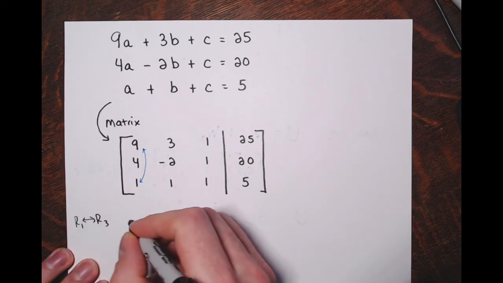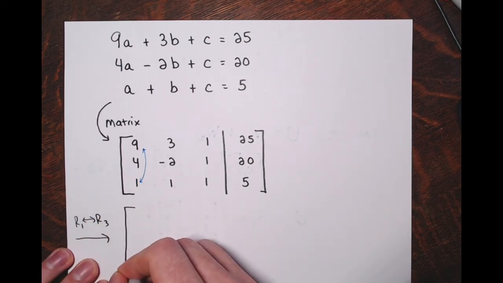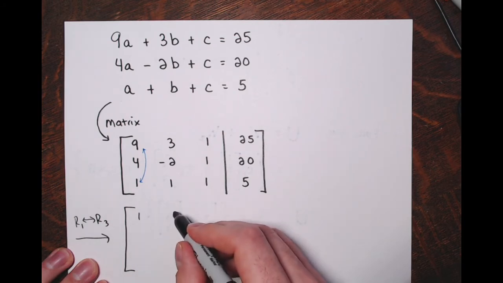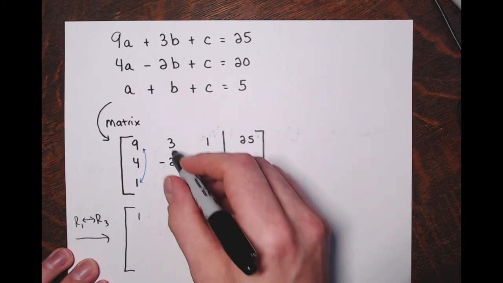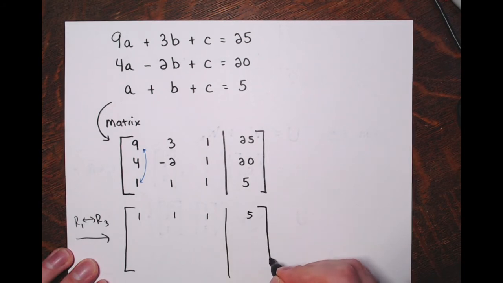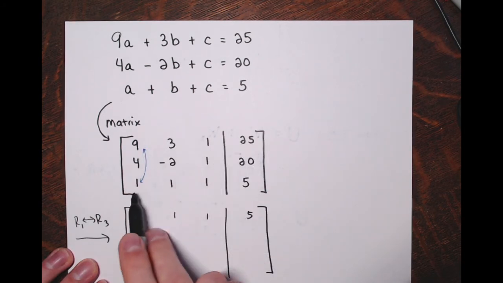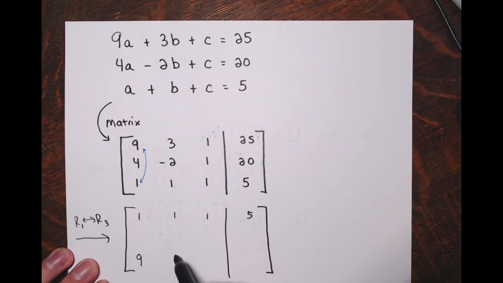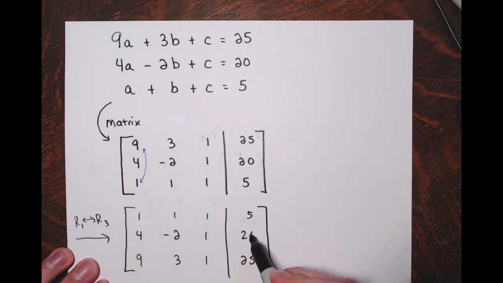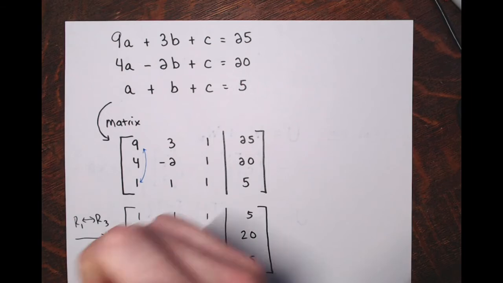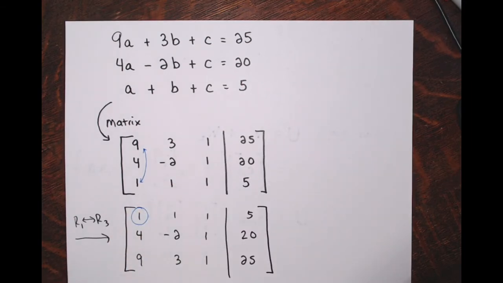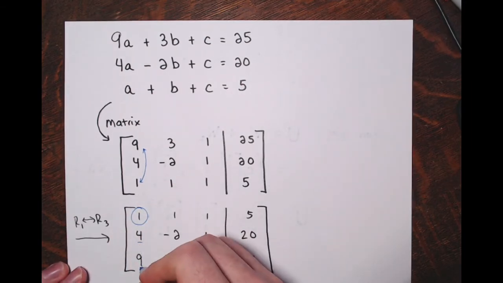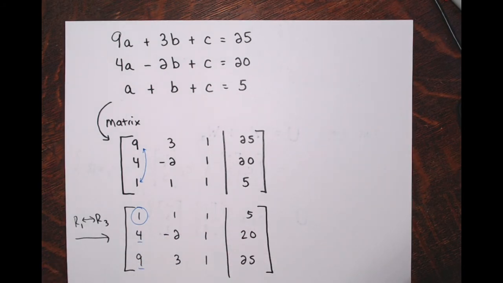Here's the notation for that. So row 3 is now row 1, and the row 1 that was on top is now on the bottom. Row 2 didn't move. Okay, so now I'm working with a pivot of 1, and I would like to zero out the 4 and the 9, the numbers below the 1 there.